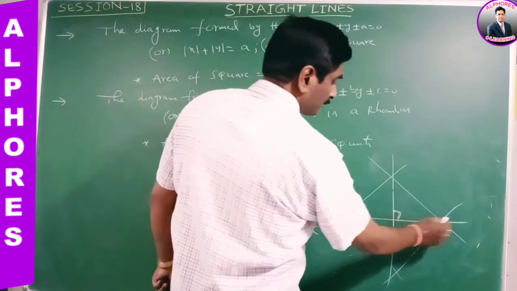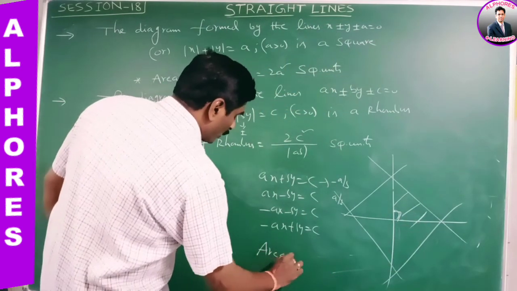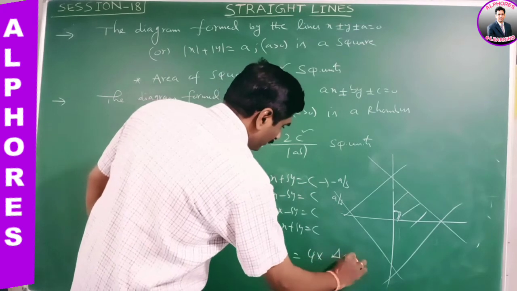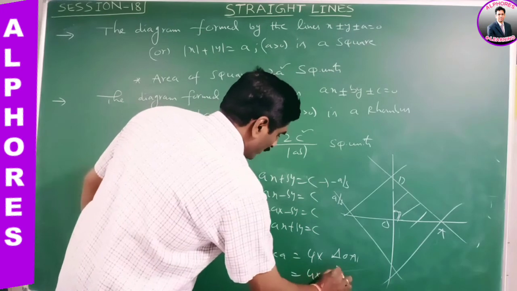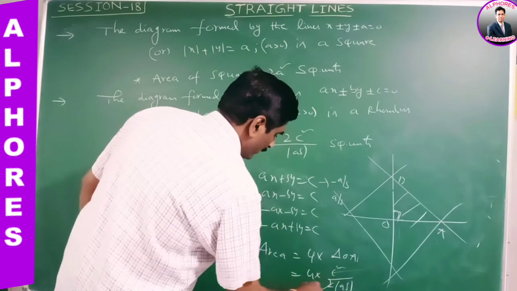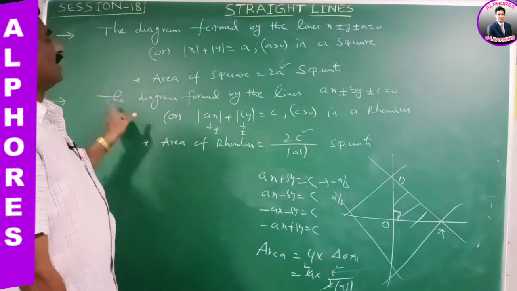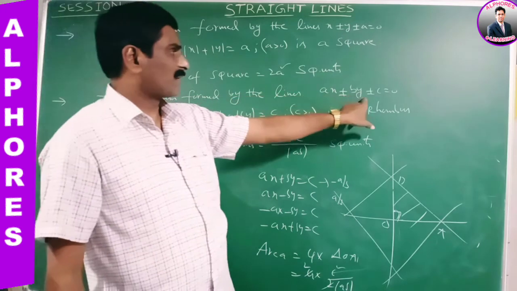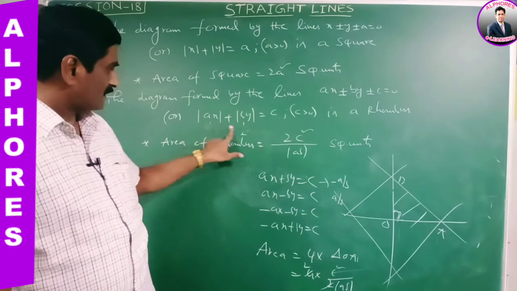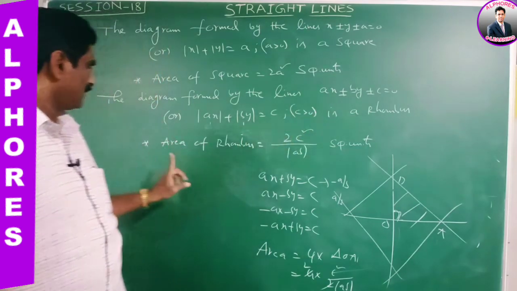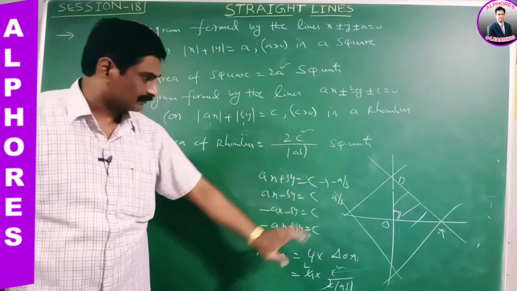Please note this value. The area of the rhombus is nothing but 4 into the area of one triangle OAB. Say this is OAB. Triangle OAB means 4 into C square by 2 mod AB. Here the 2 cancels. That is equal to 2C square by mod AB. Okay, please note this value. The diagram formed by the lines AX plus or minus BY plus or minus C is equal to 0, or mod AX plus mod BY is equal to C, is a rhombus, and the area of the rhombus is equal to 2C square by mod AB square units. Note this diagram.